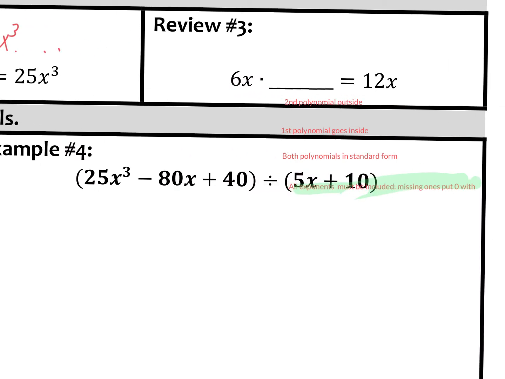Well, I'm not changing this. I'm not changing that. It's going to stay x. So what do I multiply 6 by to get 12? That's 2. That's going to be very, very helpful in our examples here.